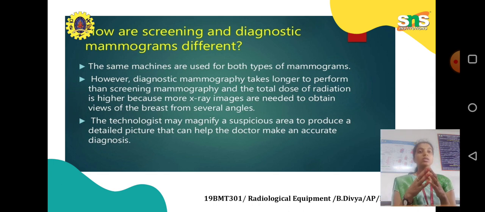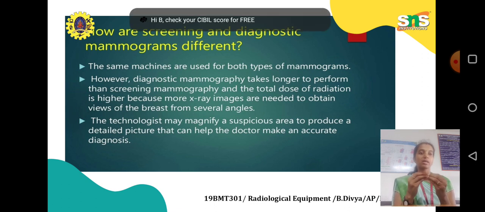Next, how do screening and diagnostic mammograms differ? The same machines are used for both types of mammograms. However, diagnostic mammograms take longer to perform than screening mammograms, and the total dose of radiation is higher because more X-ray images are needed to obtain views of the breast from several angles.